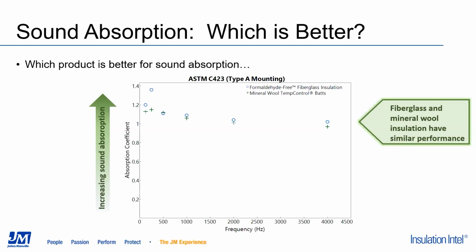So when we overlay mineral wool data in the same ASTM C423 test method, the mineral wool data is shown with the green plus signs, as compared to the fiberglass, which are the blue circles. And you can see that across the range of frequencies that were used in this test, for the fiberglass and the mineral wool results, there's really no differences. The differences are minimal and not detectable to the human ear. And so in summary, from the standpoint of sound absorption, both of these products are good candidates for performance.